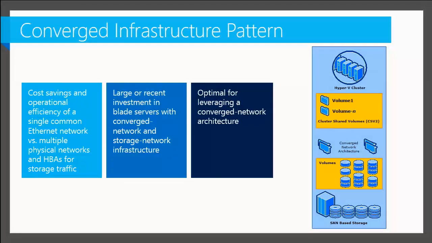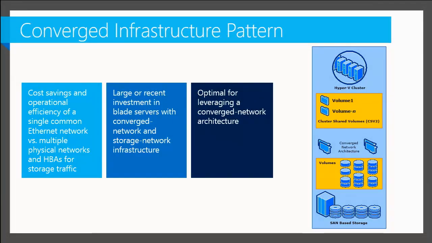The next type of design pattern that we have in our reference architecture is more of a converged infrastructure pattern. So what this means is, again, it mostly relates back to storage. This is where both your storage traffic and your LAN traffic will utilize a common transport. Okay, typically Ethernet, or in some cases, InfiniBand or something like that.